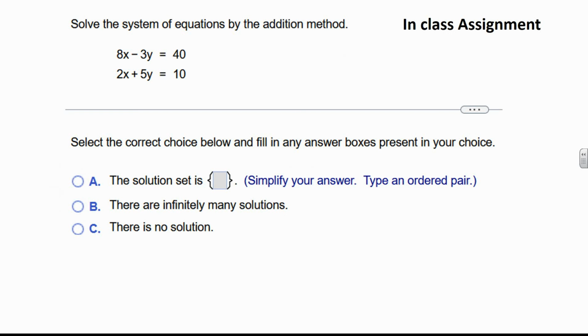So to cancel out x, what do I have to do to make sure that x is canceled out in the addition of both of these equations?